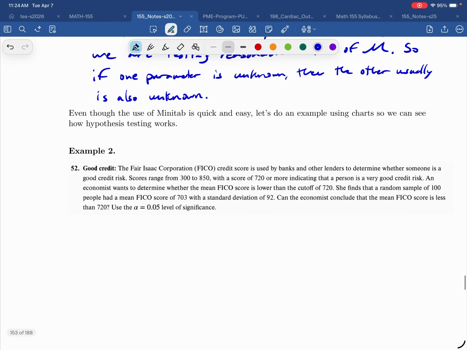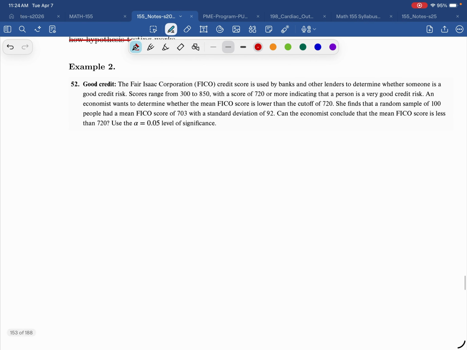Okay. And of course, oh yeah, we can go ahead and just get rid of this. Say, oh, let's do one by hand using charts. No, we're just going to keep using Minitab, okay, or keep using Excel, okay.